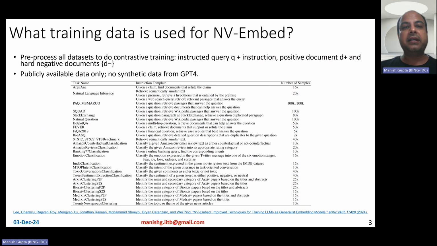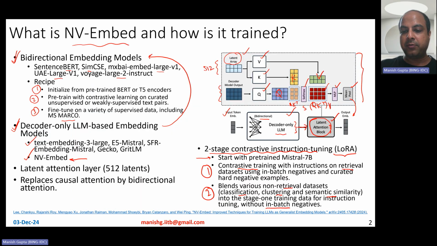Okay. What training data is used for NV-Embed? Well, NV-Embed uses a whole bunch of data sets, as you see. All of them are organized in a contrastive training kind of a way. By the way, both the stages basically use contrastive training. So both of them actually make use of contrastive training, right?